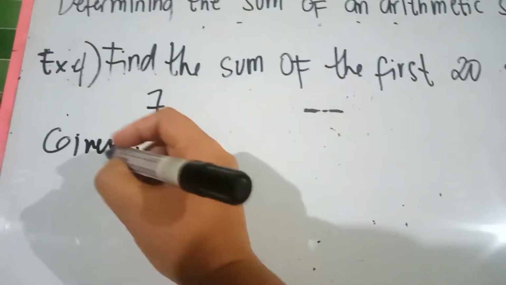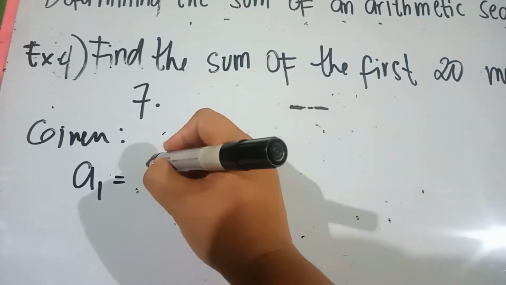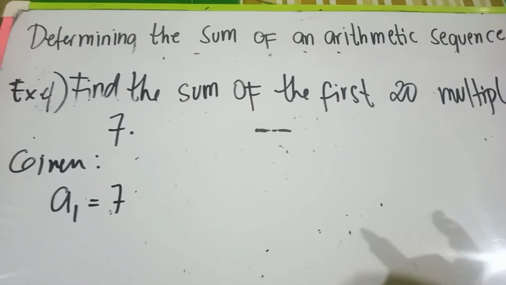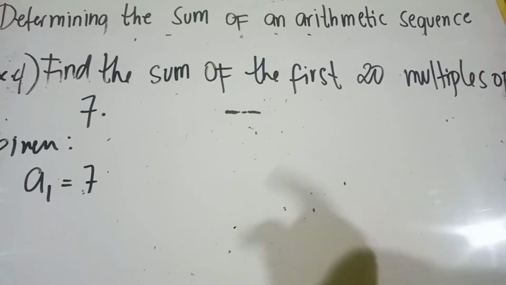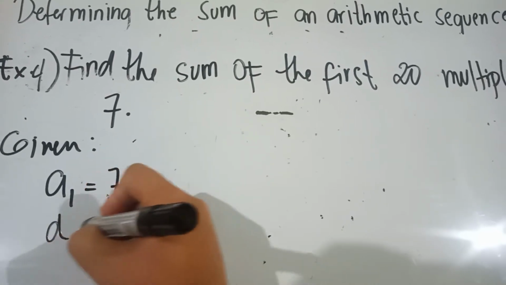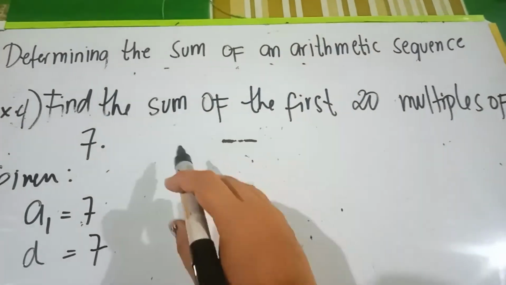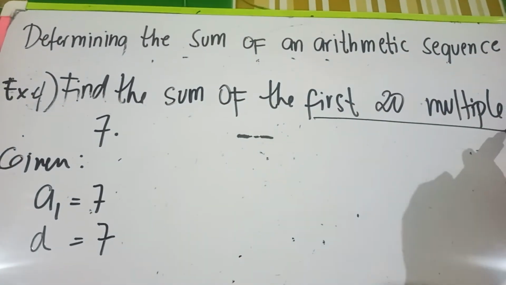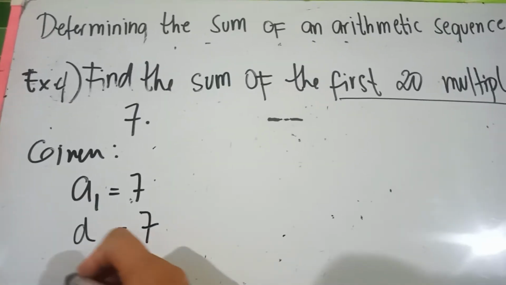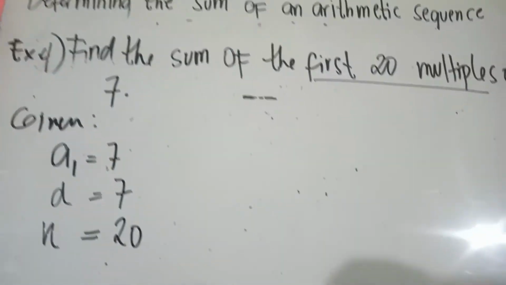So, given: the first multiple of 7 is 7, so 7 will be the first term. a sub 1 is equal to 7. It's automatic that when it is multiples of 7, that will also be the common difference. So the common difference is equal to 7. Find the sum of the first 20 multiples. How many multiples of 7? 20. So that is the number of terms, the value of n, which is equal to 20.